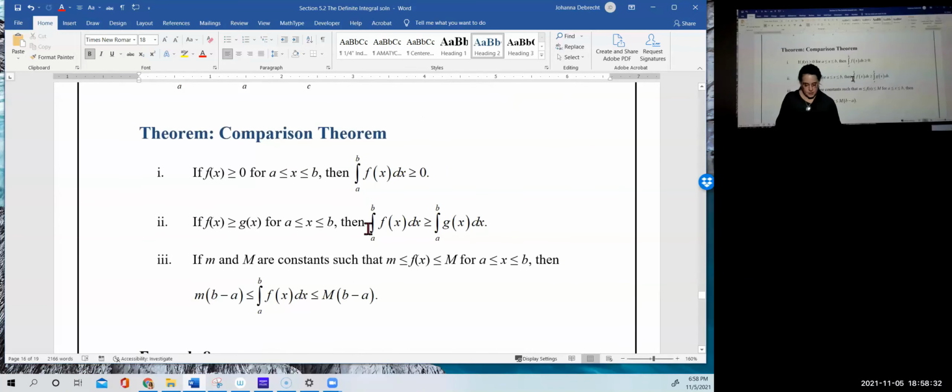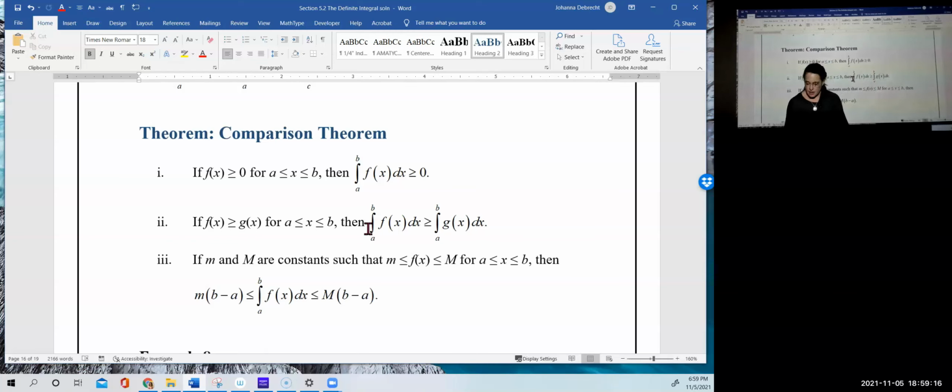Then we have what are called some comparison theorems. The comparison theorems basically give us the relative sizes of these areas that we're computing. This says if the function is always greater than or equal to 0, well, then the function is always above the x-axis. And if that's the case, then the area should definitely be positive as well. If it's just greater than or equal to 0, then the area should also be greater than or equal to 0. The next one says, well, if f of x is greater than or equal to g of x, then the area between f of x and the x-axis should be greater than the area between g of x and the x-axis.